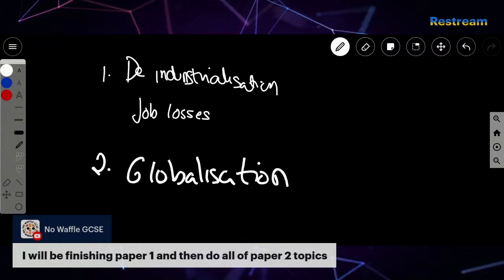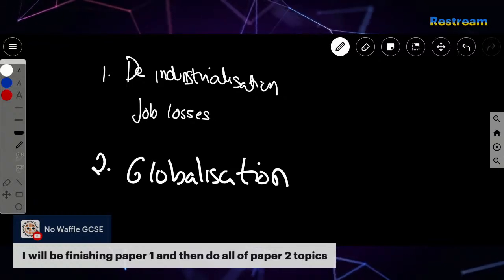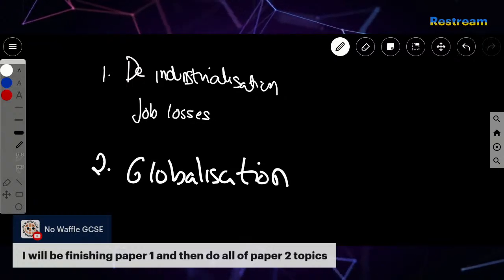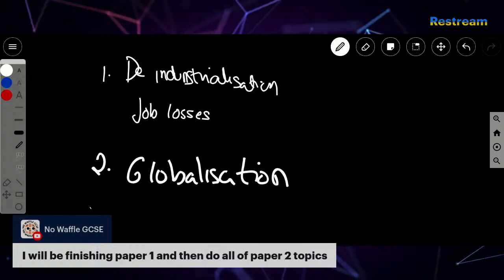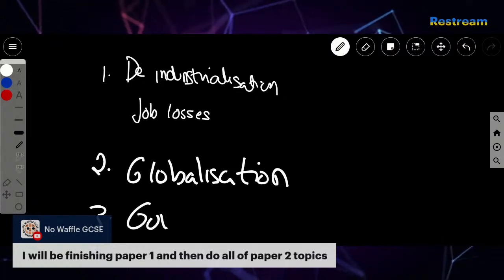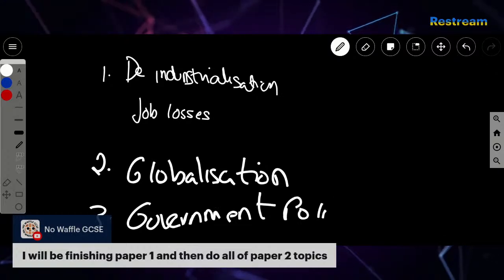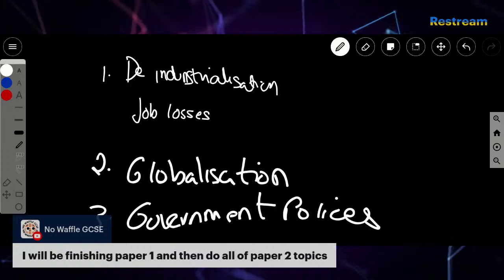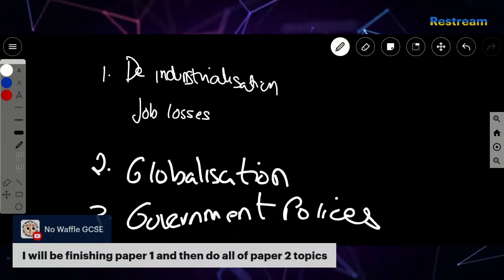have moved their tertiary and quaternary sections to the UK. For example, Apple employs 6,500 people in the UK. Another factor is government policies. So government decisions on investment, on support for businesses, this can all affect the economy.